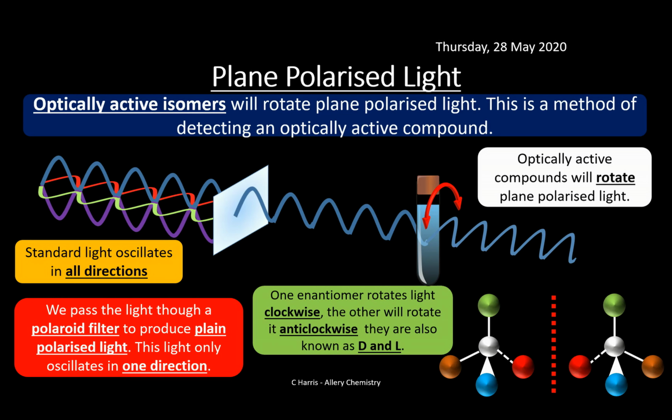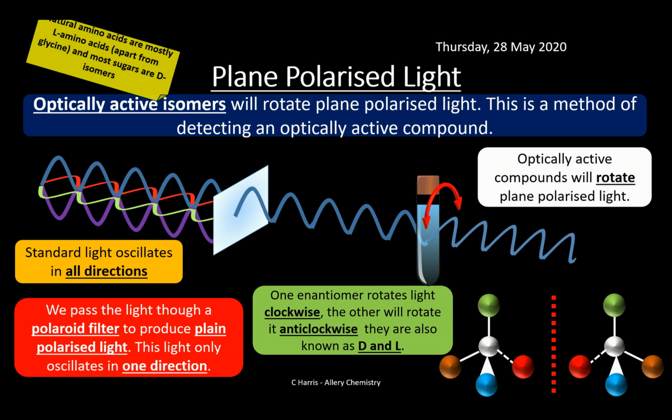Now, an important point is, say you've got this enantiomer here and it rotates the light clockwise by 5 degrees, this one here will rotate it anti-clockwise, but by the same magnitude. So it's still by 5 degrees, just in the opposite direction. So they'll each rotate the light by the same number of degrees, just in opposite directions. And we can obviously label them as D and L, okay?